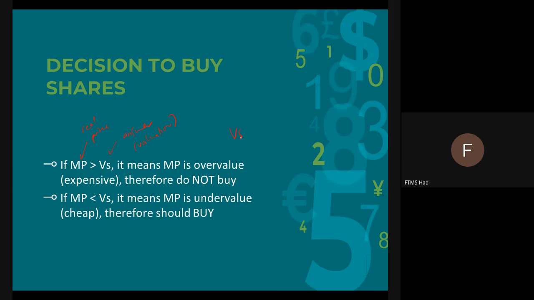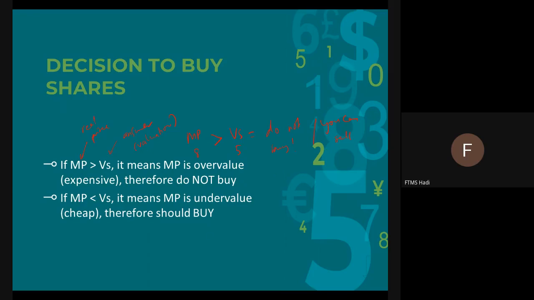Let's say your VS hanya RM5. Your answer is RM5. You estimate that, only RM5. But harga di pasaran, let's say is RM8. So, no matter how you calculate, you still need to buy by RM8. So, since MP RM8 is more than VS RM5, that means it is expensive. You kira RM5, but somehow you need to pay RM8, which is more expensive. So, do not buy lah. Do not buy. Ataupun you can sell if you have shares.